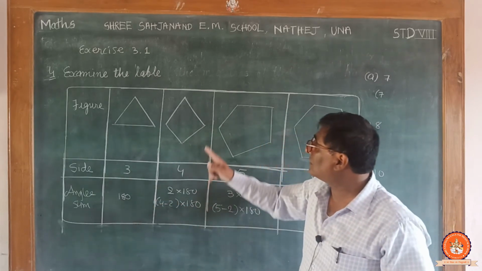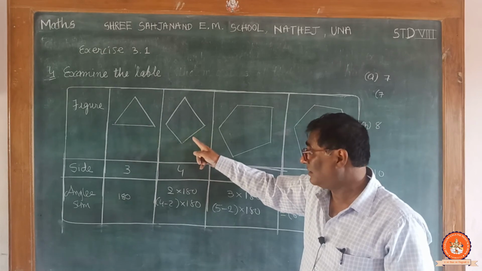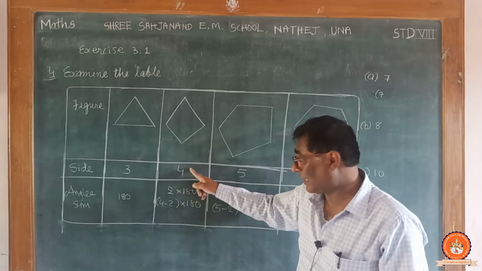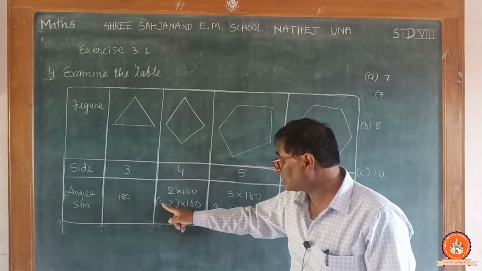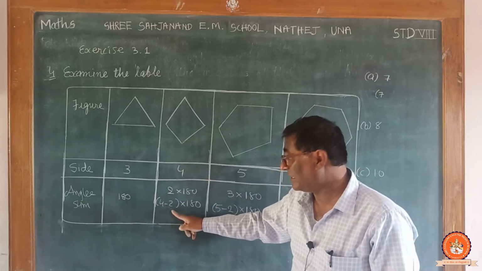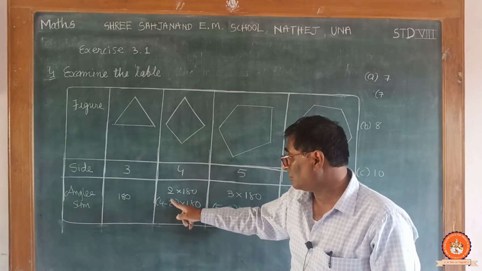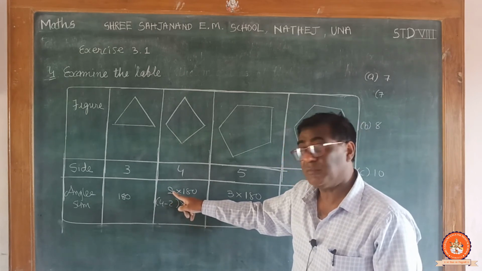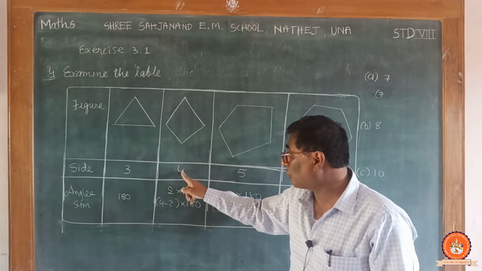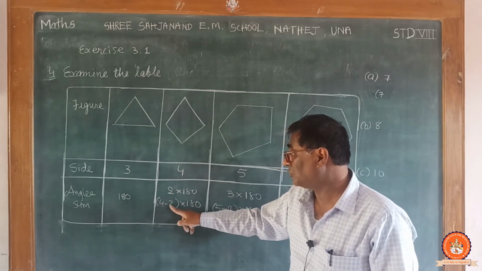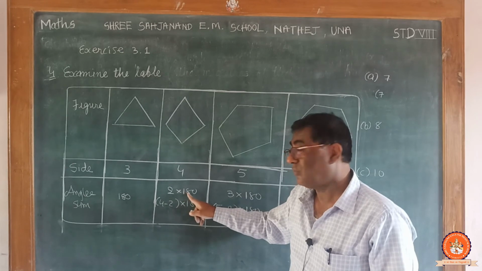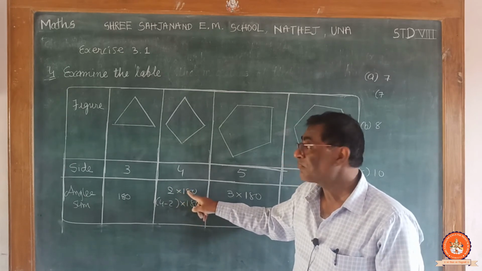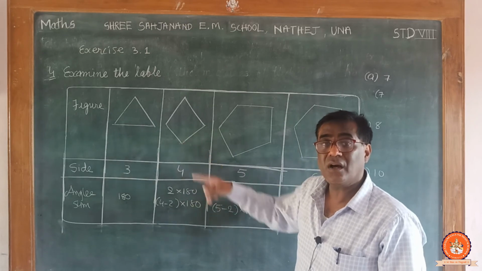Now what about a quadrilateral? It has 4 sides. So the number of sides minus 2. It is always minus 2. So 2 into 180 will be 360. How can we come to know 2? It's the number of sides minus 2, that is 2, into 180. So 2 into 180 is equal to 360, the angle sum property for a quadrilateral.